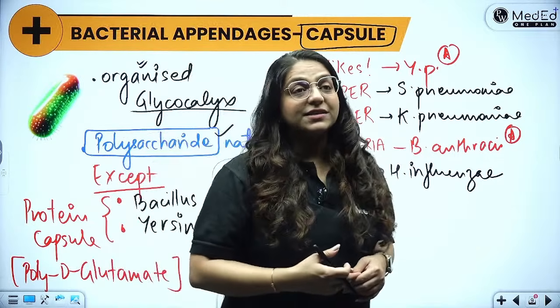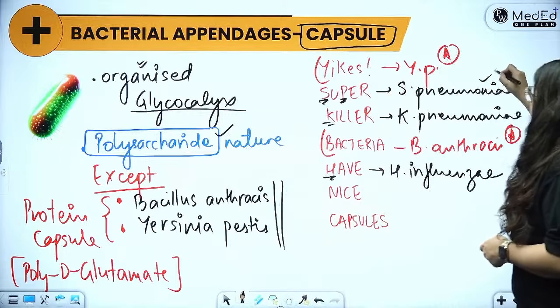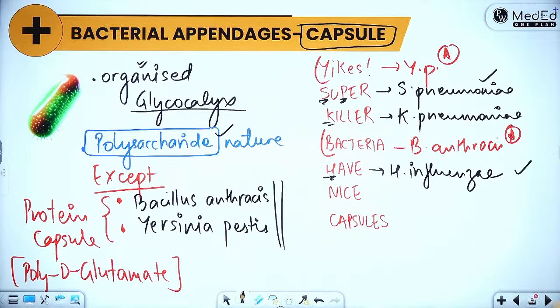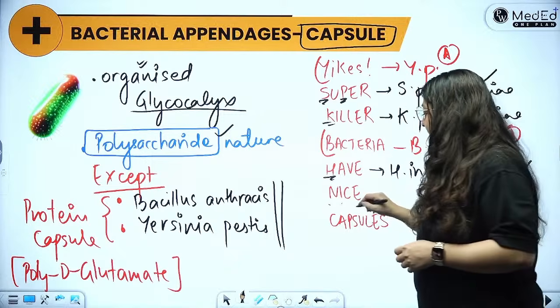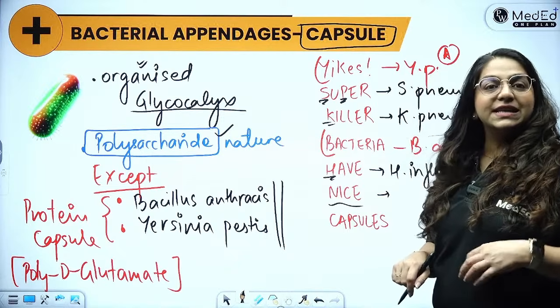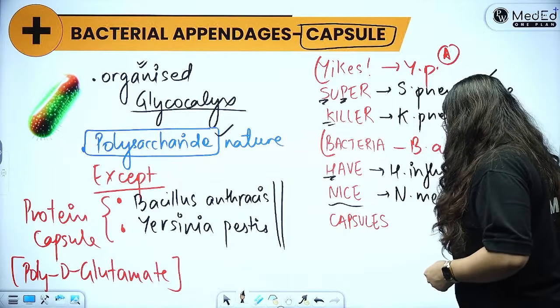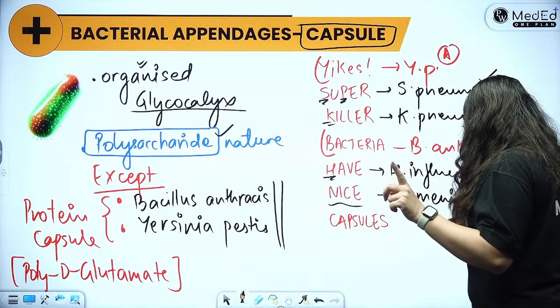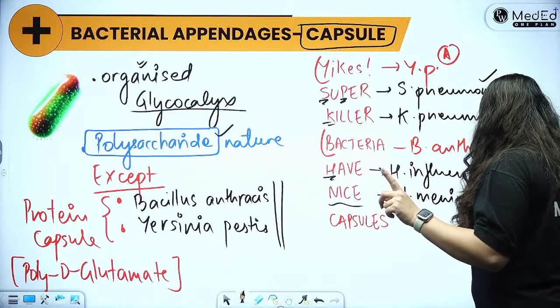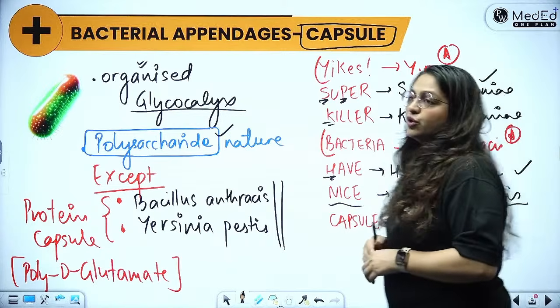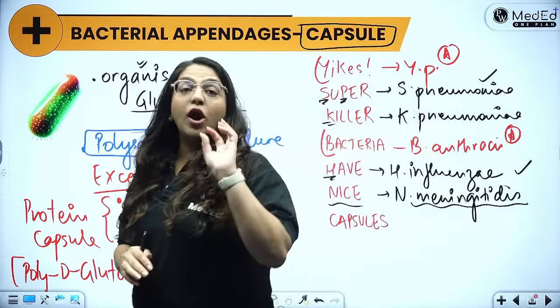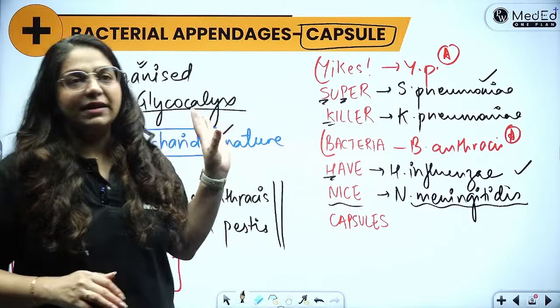So, meningitis is caused by Streptococcus pneumoniae. It is caused by Haemophilus influenzae, and the third one which causes meningitis is Neisseria. So, with Neisseria, only and only meningitis, not gonorrhea, is going to have a capsule. So, not all Neisseria, only Neisseria meningitidis.